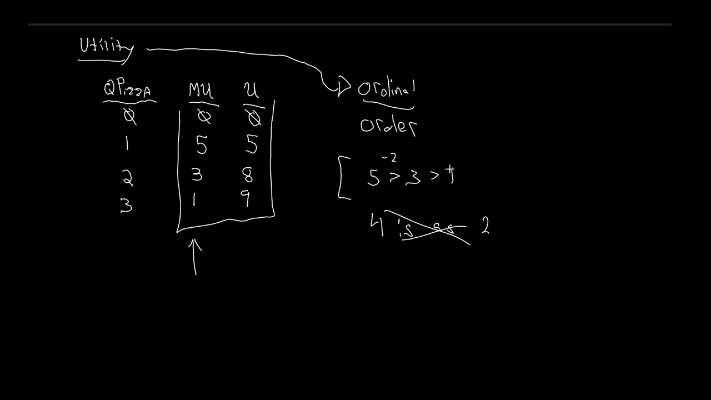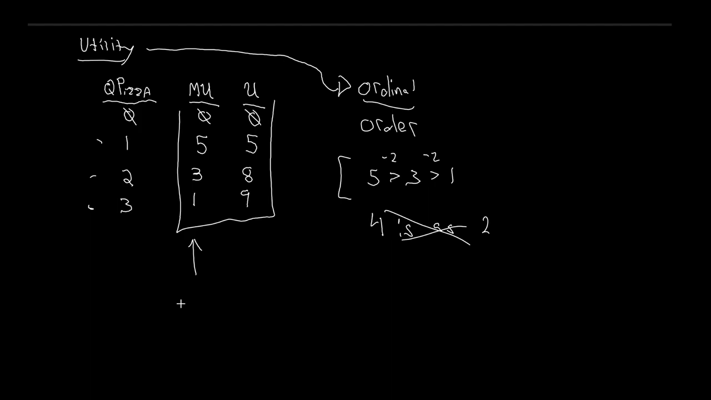In the same way, if we take a look at our initial ranking here, we went -2, -2, which then makes it look like this is constant. The difference between your first and second slice, that drop in your extra utility, was the same as between your second and your third slice. Again, that's not necessarily true.